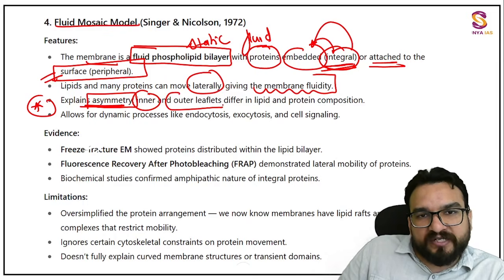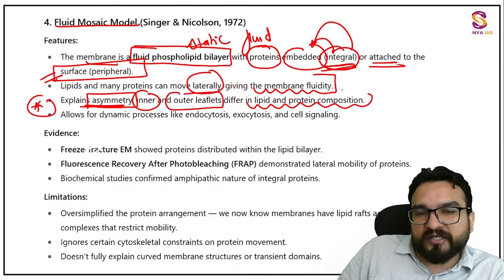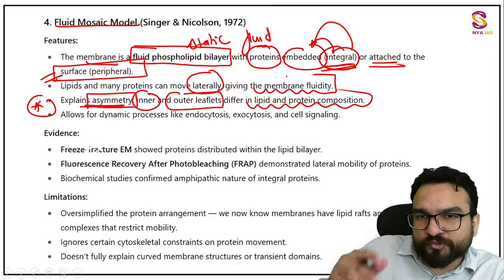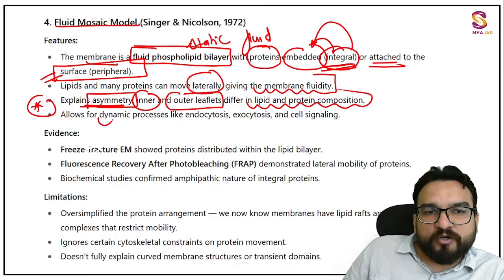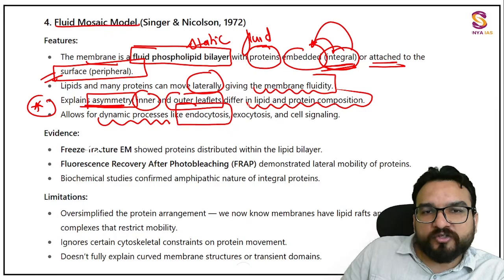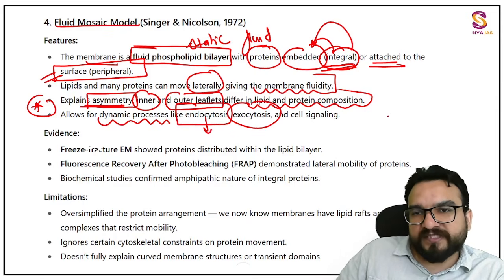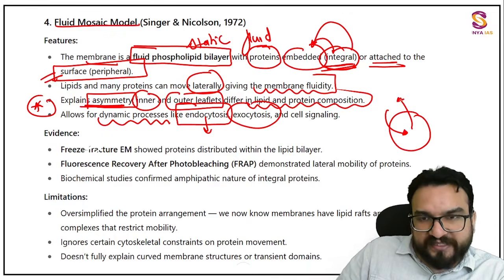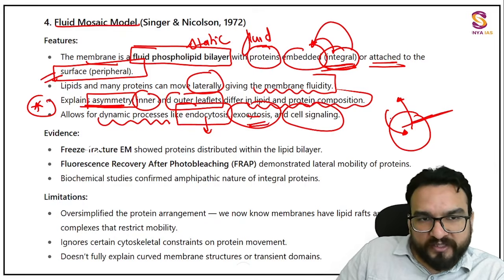Inner and outer leaflets differ in lipid and protein composition. This you will understand when I show you the image. And it allows dynamic processes like endocytosis, endocytosis means anything which is coming into the cell, and anything which is going out of the cell is exocytosis, and cell signaling, whatever the cell requires over here.